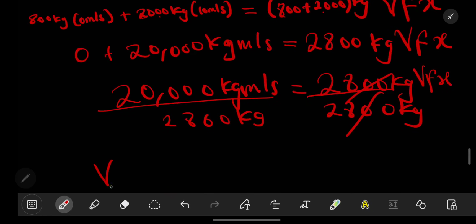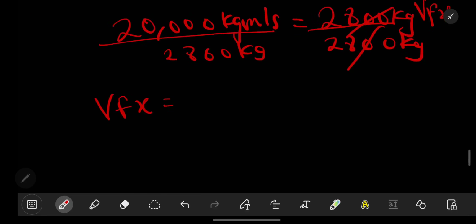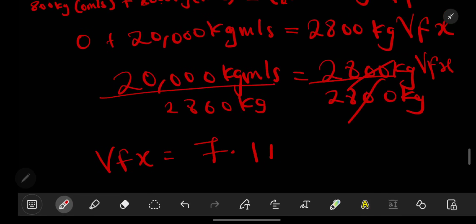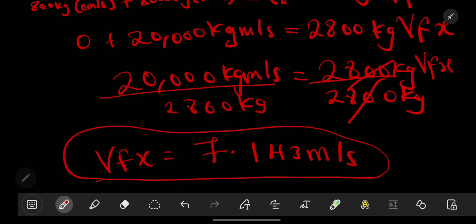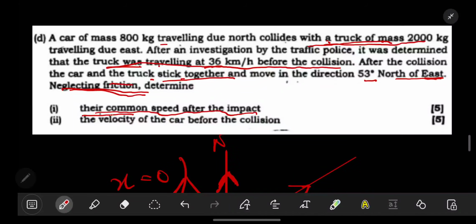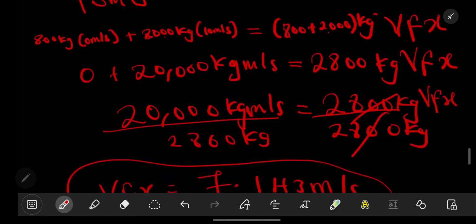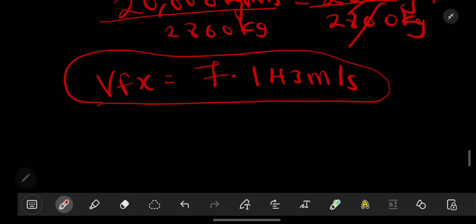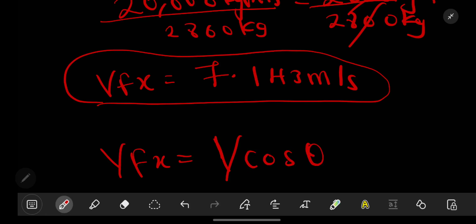So the velocity in the x should be equal to 20,000 divided by 2800. We are going to have 7.143 meters per second. So this is the velocity in the x. Now when they are asking about their common speed after the impact, they are talking about the actual speed. So this is now where you are going to say, we know that velocity in the x is given as the actual velocity times the cos of theta.